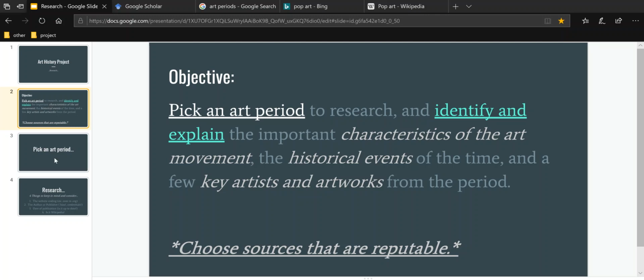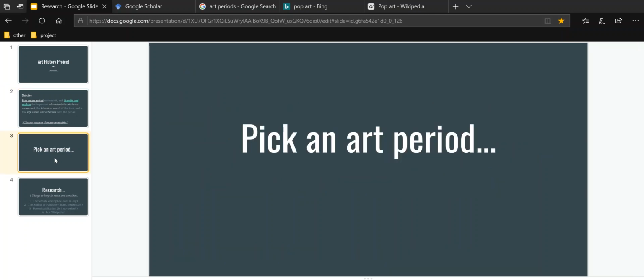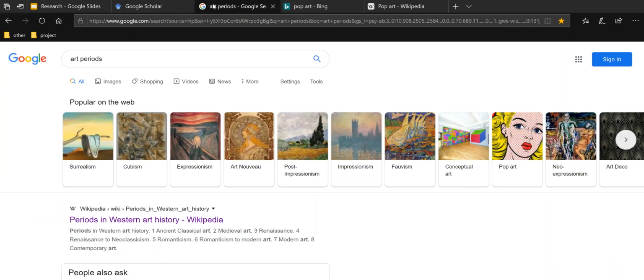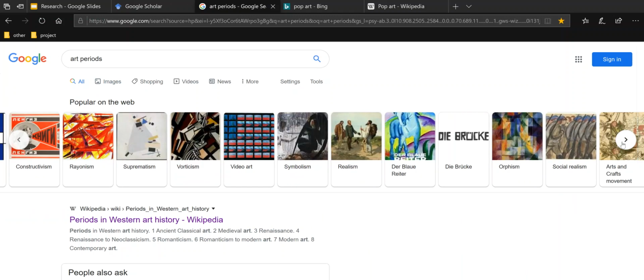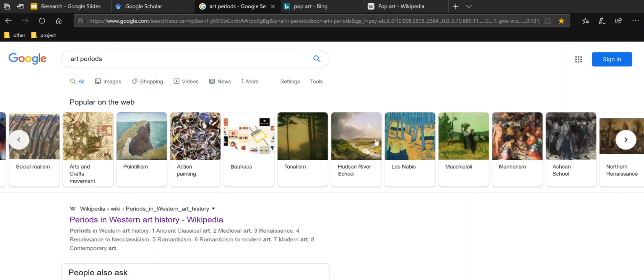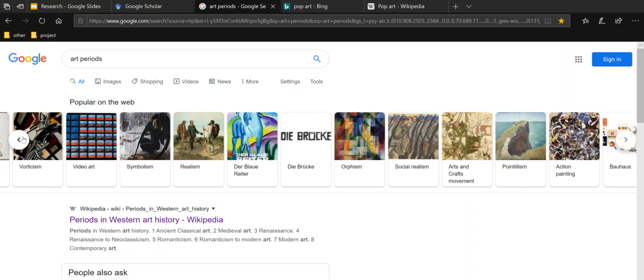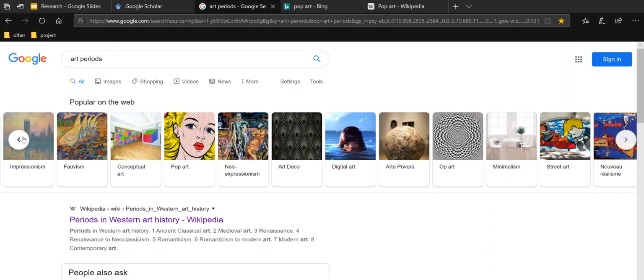So to begin with, I'm going to model what this might look like when you're working. First off, we're going to pick an art period. To do this, I started off Googling it like most people. So I Googled art periods, and you could pick any of these basic things. You could also go to Wikipedia to find ideas of what you might want to research. For the purposes of this demonstration, I chose pop art.